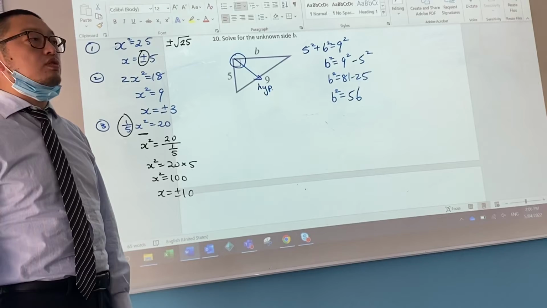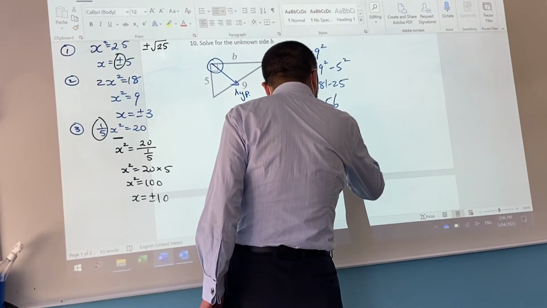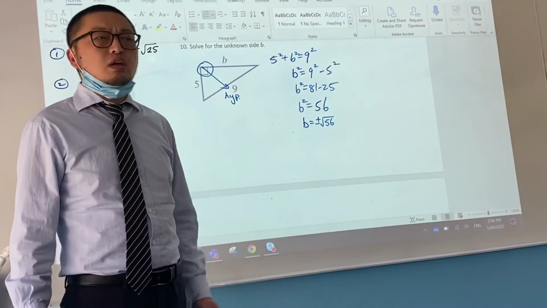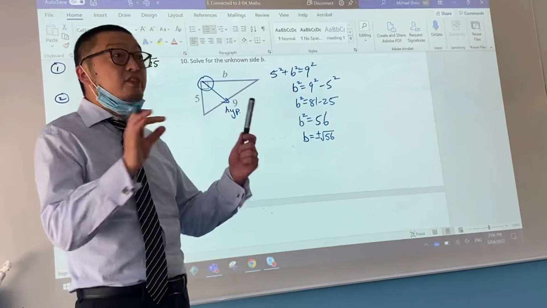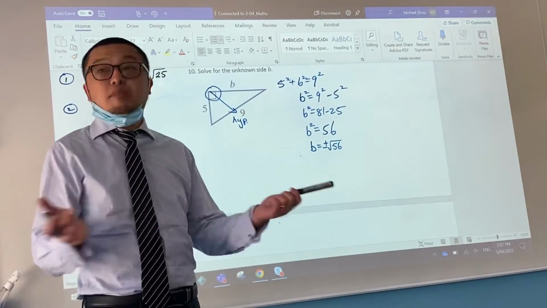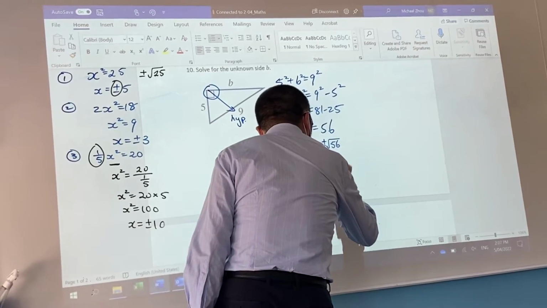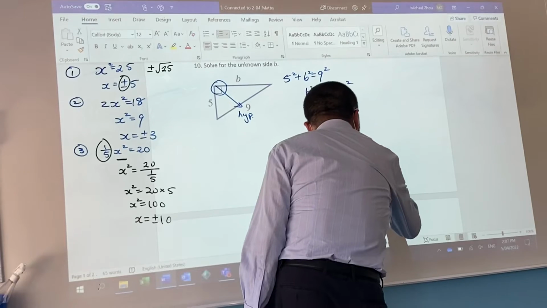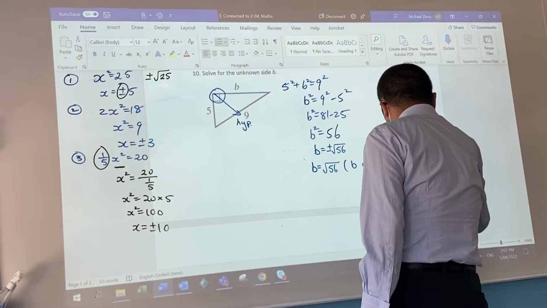Okay, let's see how close my guess was. Therefore, obviously, b equals plus or minus the square root of 56. However, what context are we talking about? We're talking about length. The length of the triangle obviously can't be negative, right? We're talking about a measurement. So b cannot be negative.